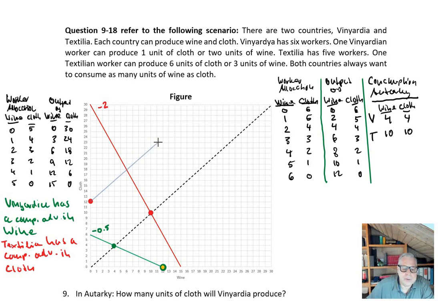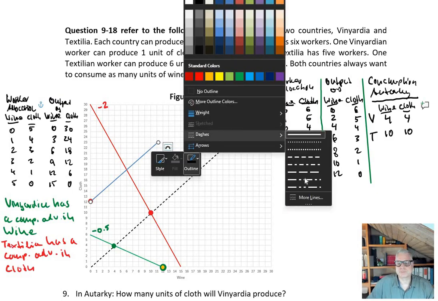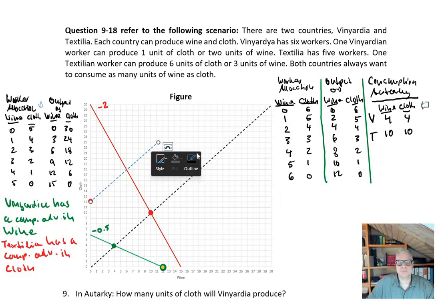That's another 45-degree line. It makes sure that the remaining workers, those who are not already employed, produce equal numbers of wine and cloth. Okay. And then we know that Textilia is supposed to produce here 18. Okay, let's put a little smaller dotted side.